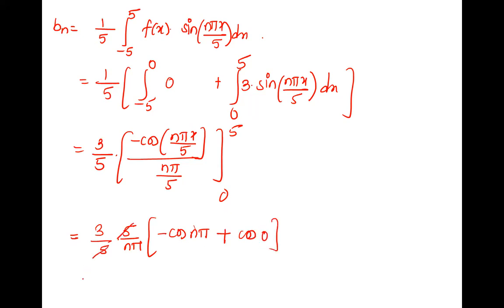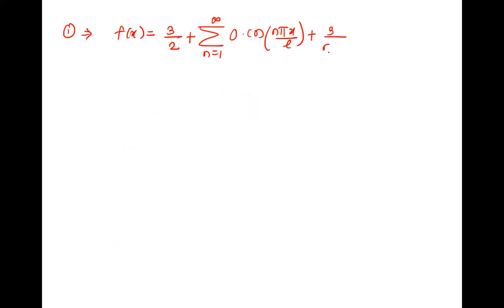5 cancel. 3 by n pi. This is minus of minus 1 raised to n, and cos 0 is 1. So 1 minus of minus 1 raised to n is your Bn. Is this correct? Yes. Yes, ma'am. Right. So we have everything. We can put it in equation number 1.